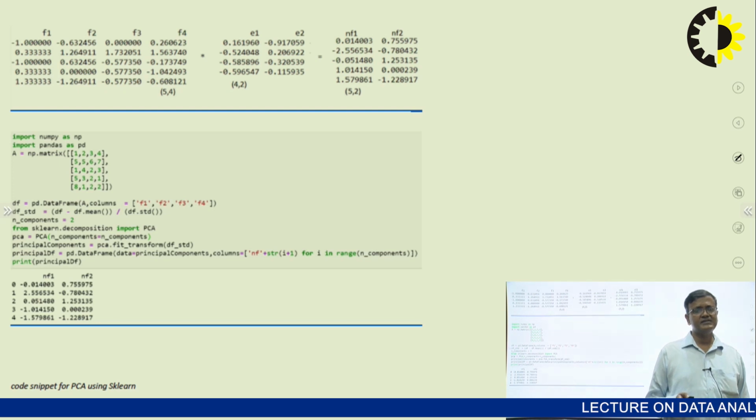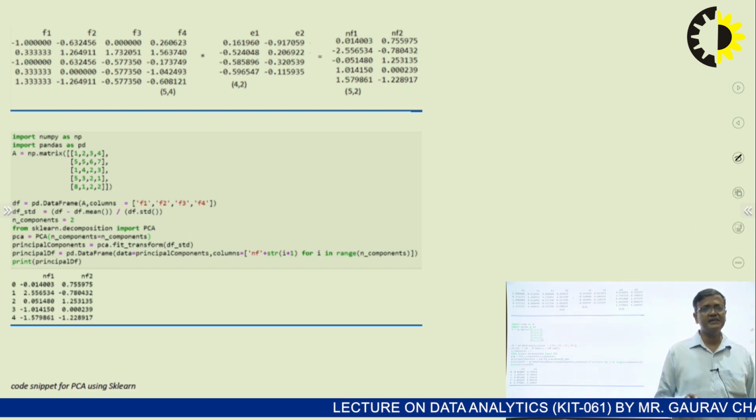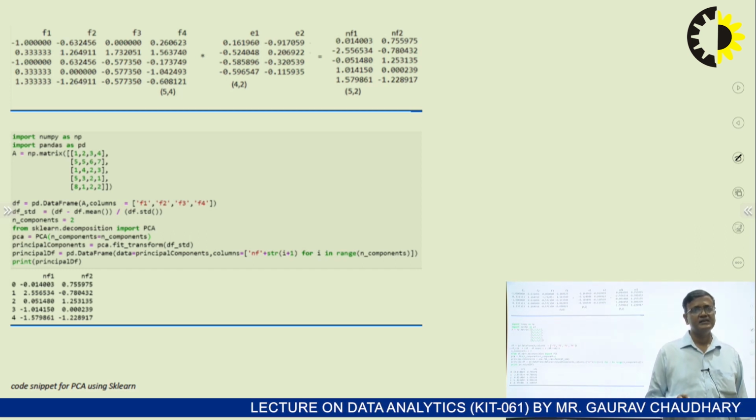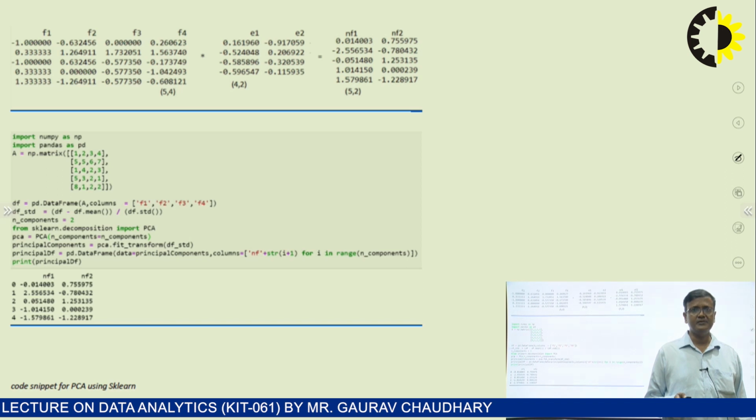So this is just a code snippet using the sklearn library to do the principal component analysis for the given matrix in our example.